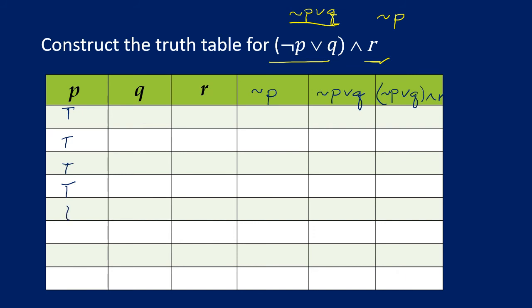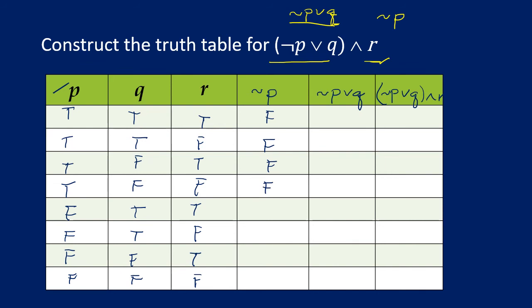So first half is true, false, and then next half, and then true, false, alternate. Okay, for not P, you just look at the column for P and take the opposite of that. So we get false, and then true. Okay, now we have not P or Q. So for or, we are looking at the components, this column.